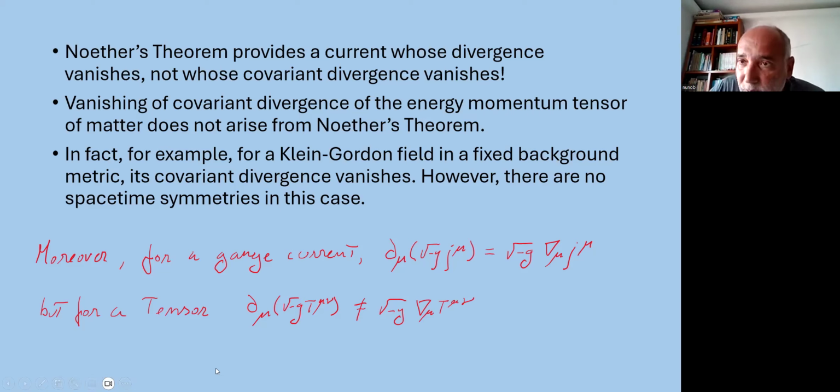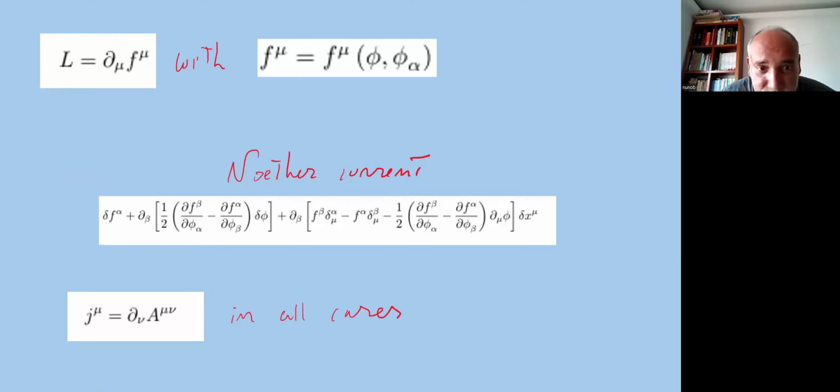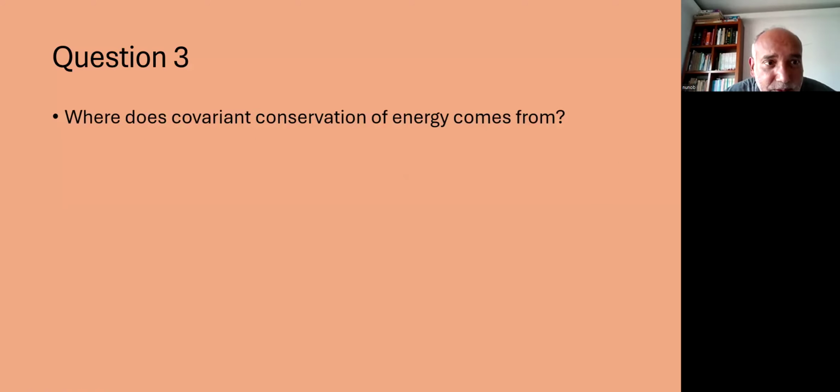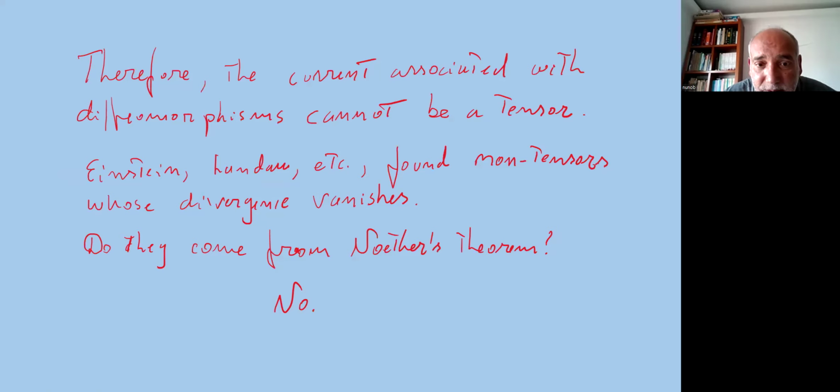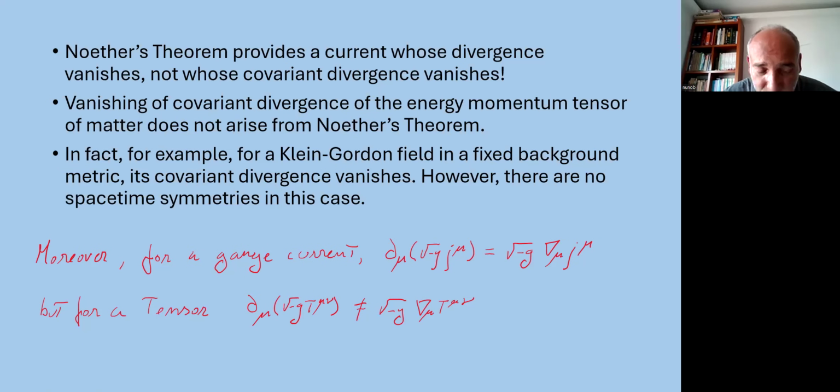Moreover, there is another point here. You see, when we compute the Noether current for a gauge symmetry, oops, sorry, I'm just trying to understand how it works. Where was I? Here. Okay. And I was trying to use the pointer, but for some reason it is not working now.